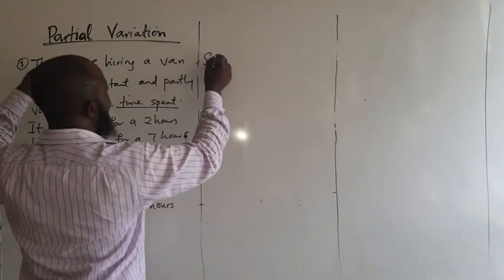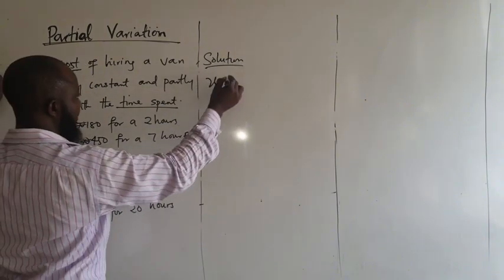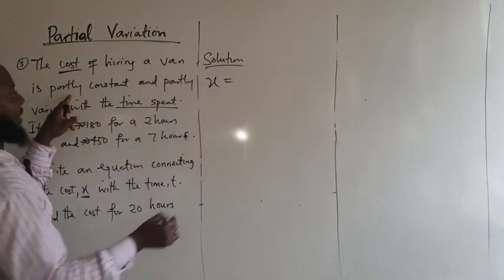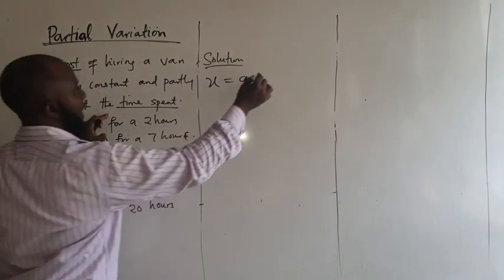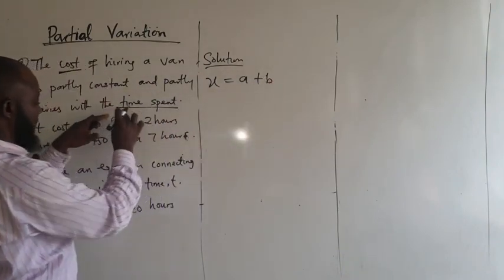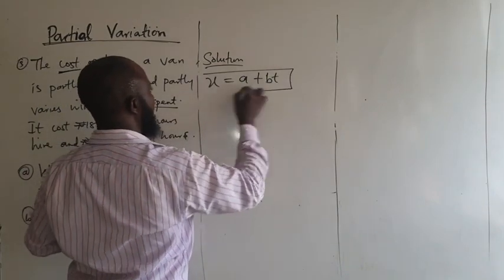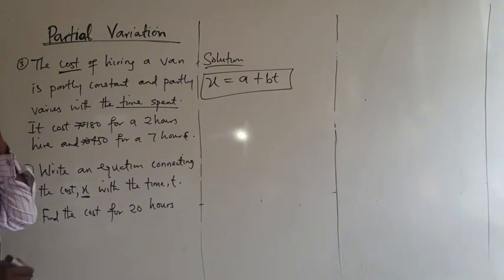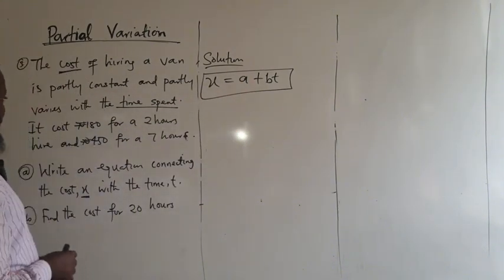So in interpreting this, X is partly constant, that is A, and partly varies with the time spent, which is T, that is BT. This is the equation we are going to develop. From here, we need to find the two constants before we proceed.